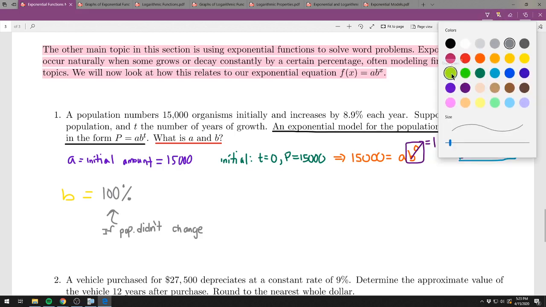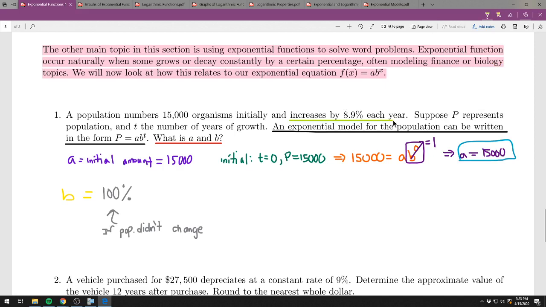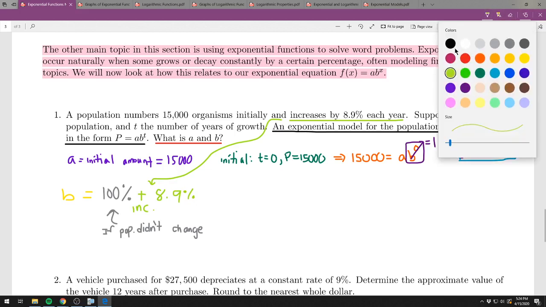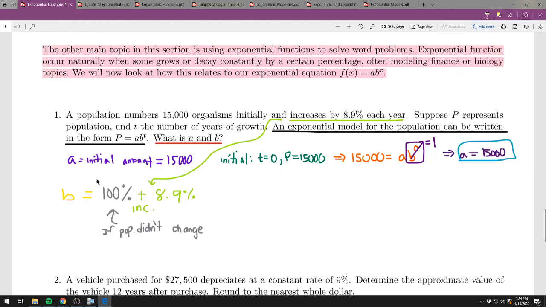But we are told it's changing, and we are told it's increasing by 8.9% each year. So what that is telling us is that we're increasing, so we add, and it's increasing by 8.9% each year. So if the population didn't change, we would stop at 100%. Since it's changing and increasing, we add. If it was decreasing, we would subtract. And we got 8.9%. Now, since both these are percentages, just add them together. 100 plus 8.9 is 108.9%.